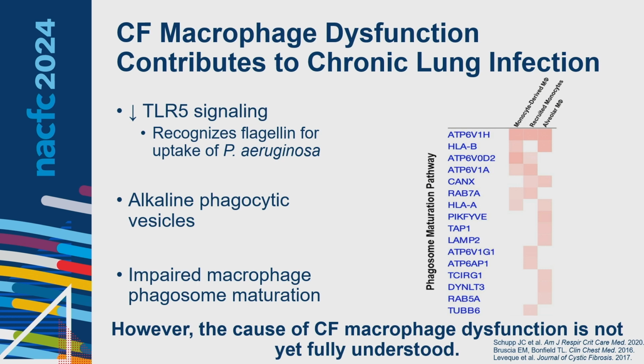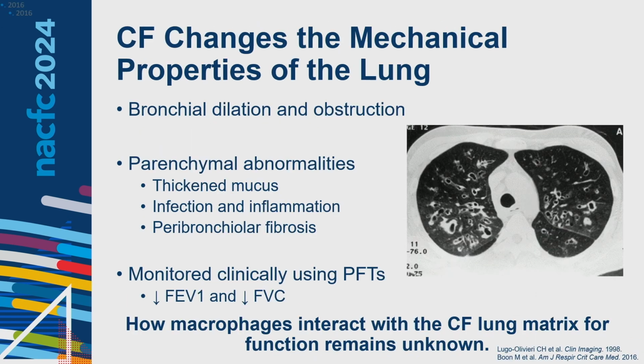However, we still don't fully understand the cause of macrophage dysfunction in cystic fibrosis, particularly the contribution of the altered CF lung matrix on macrophage function. As everyone in this room is well aware, cystic fibrosis changes the mechanical properties of the lung. We see bronchial dilation and obstruction. We see parenchymal abnormalities such as thickened mucus. There's infection and inflammation in the alveoli, as well as some peribronchial fibrosis.